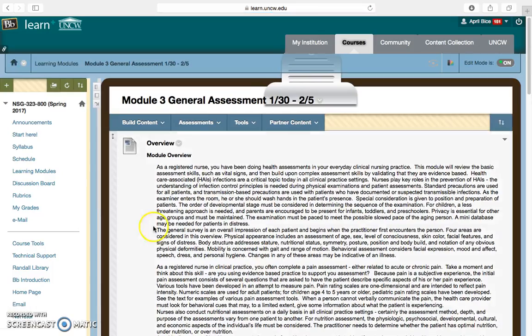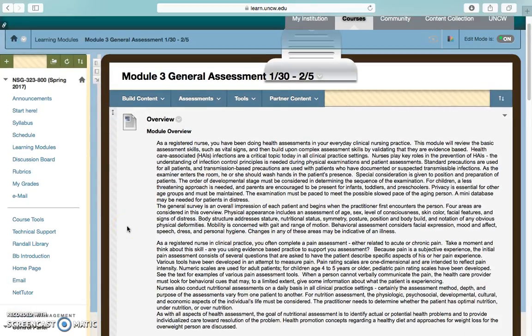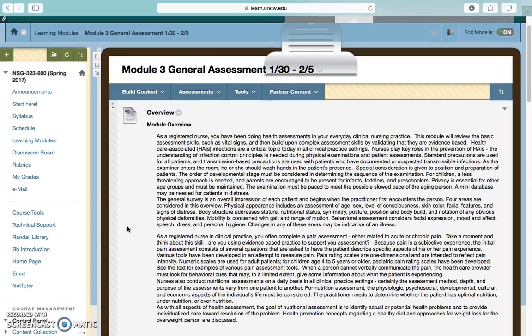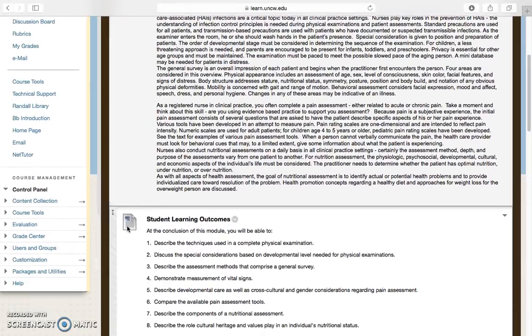So when we enter Module 3, you'll see that the focus of this week is clinical assessment skills. We're going to take you back to those basic foundational nursing assessment learning skills and build upon those until you reach a complex assessment and validating that those are evidence-based.